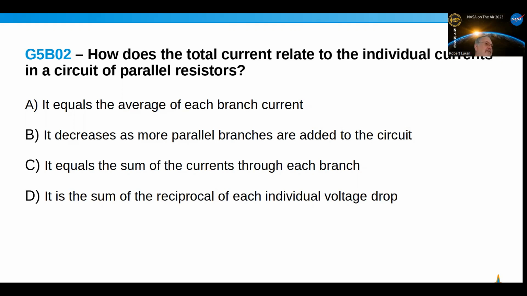Well, you didn't miss too much. At the end, I'll go back over some stuff if you've got questions. Great, thank you. Okay, so how does the total current relate to the individual currents in a circuit of parallel resistors?